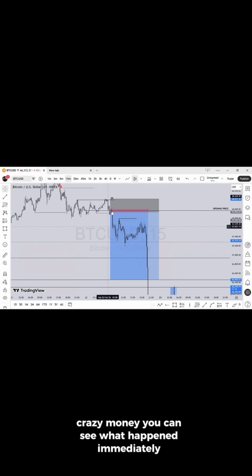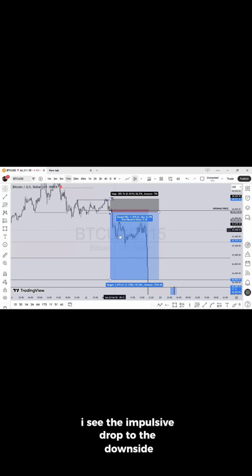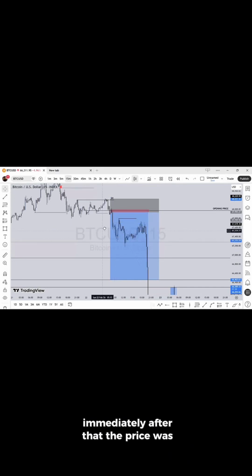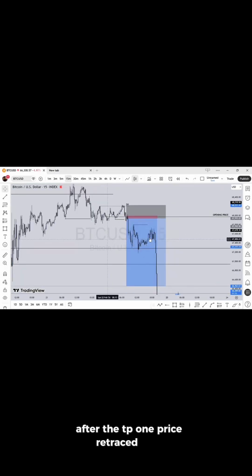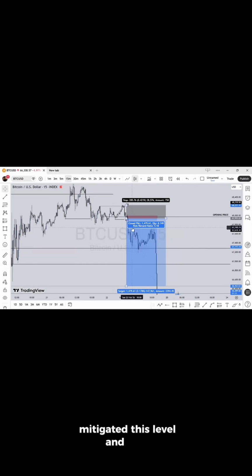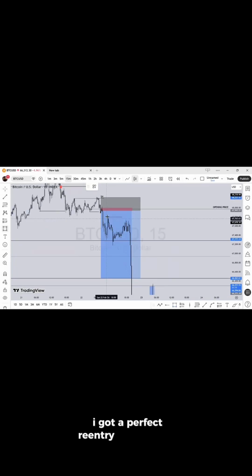You can see what happened. Immediately we tapped into my opening price, you can see the impulsive drop to the downside. After that, price targeted my TP1, which is where I gave them TP1. After TP1, price retraced back and mitigated this level, and I actually got a perfect entry opportunity at this level. And that's what I did.